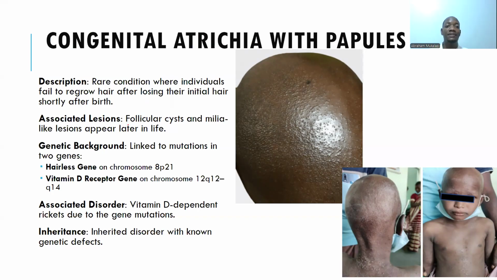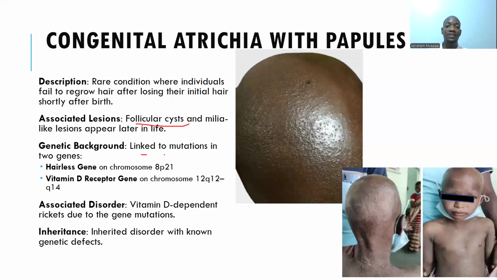So it is associated with follicular cyst-like lesions that appear later in life. After the child sheds the lanugo hair, they don't develop the subsequent hair, the terminal hairs that they're supposed to develop, but instead they first become bald. After that, later on, they develop these papules.